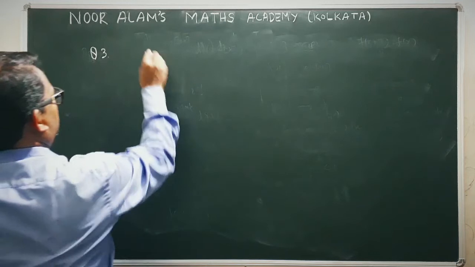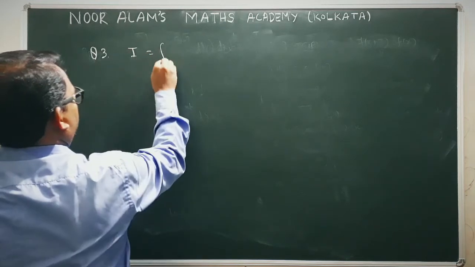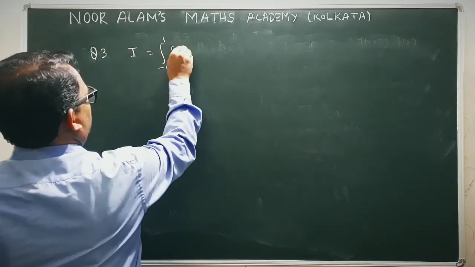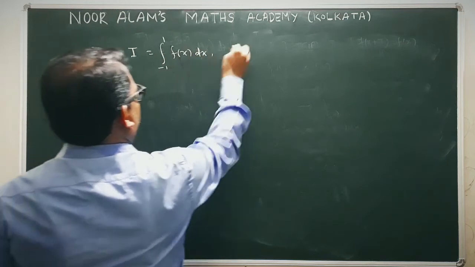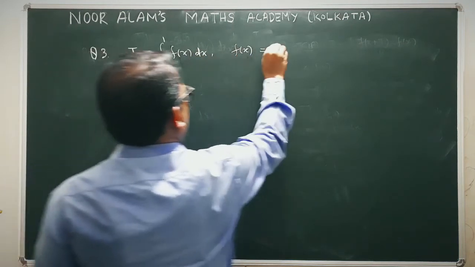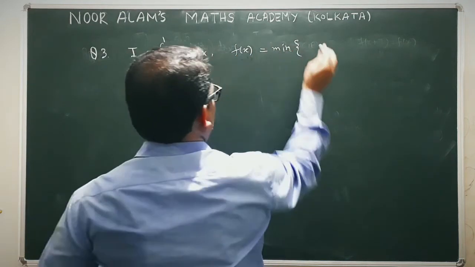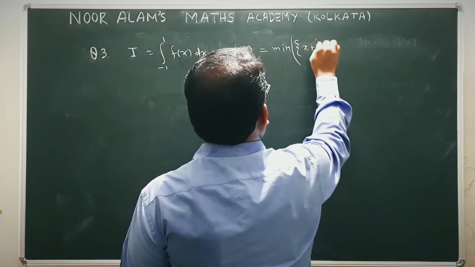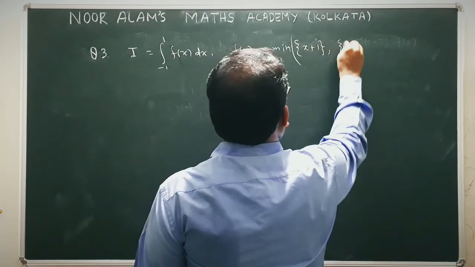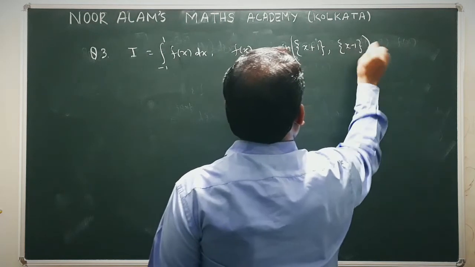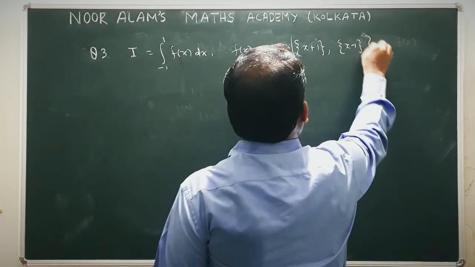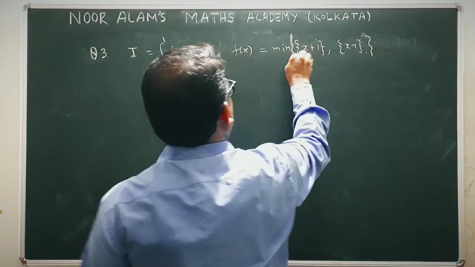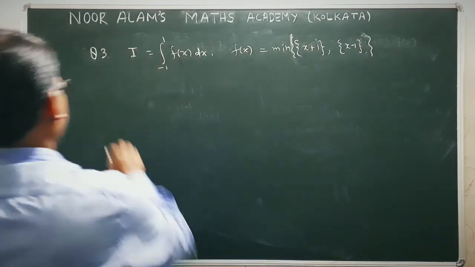Next question is question number 3. Now we have to find the value of the integration from minus 1 to plus 1 of f(x) dx, where f(x) is given as the minimum value between these two functions. One is fractional part of x plus 1, comma fractional part of x minus 1. Now we have to take the minimum of these two. Now how do we integrate?